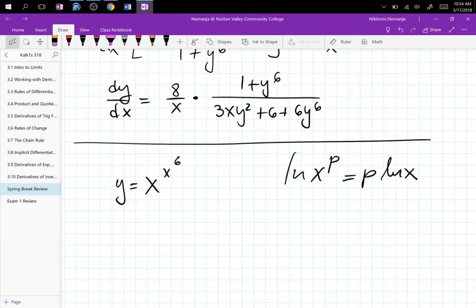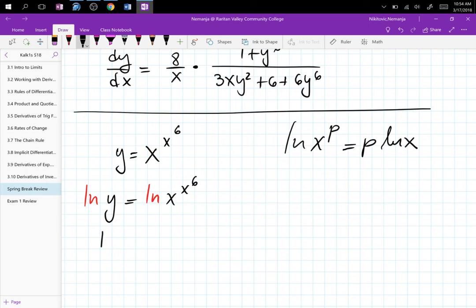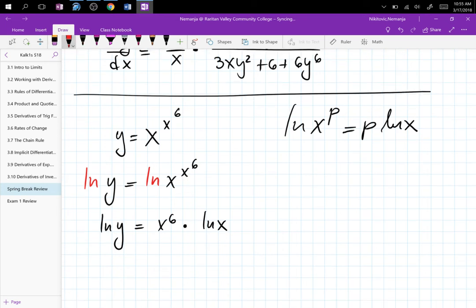So what I'm going to do is copy this problem. I'm going to leave some space so that I can fit ln's on both sides. And then by the use of the formula, I will have ln y is equal to x to the 6 times ln x. And at this point, I'm going to take the derivative with respect to x.